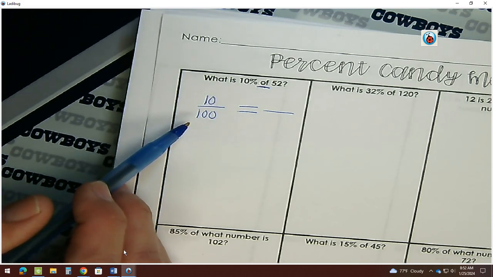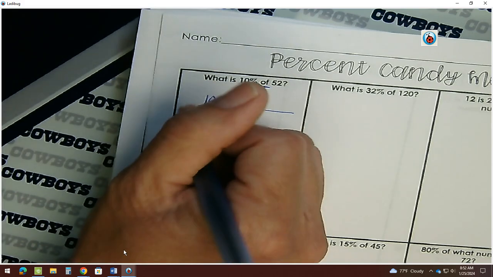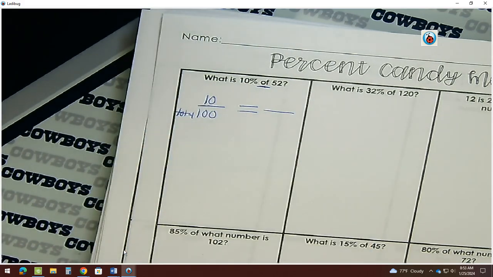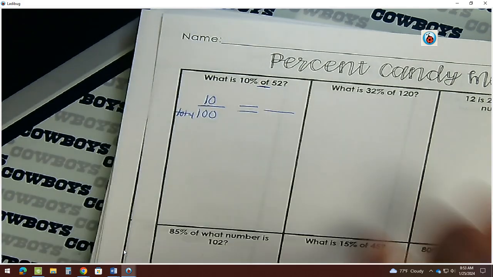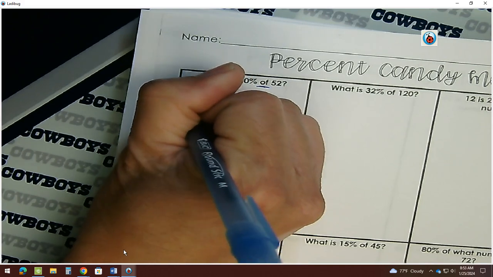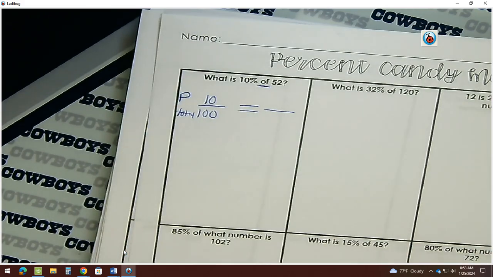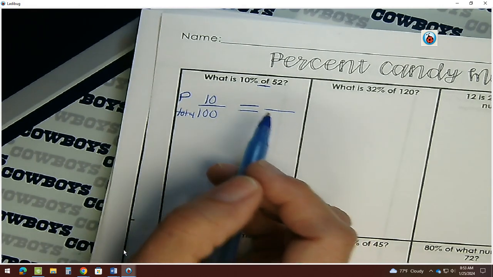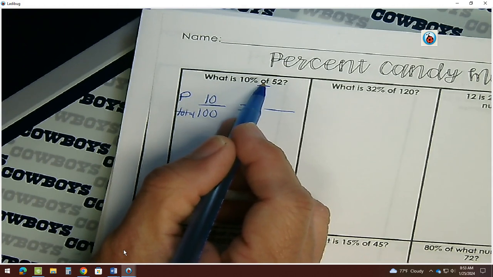Now we need to label. Who's the 100 always in percent? And who would be the 10 in this case? The percent. We don't really know anything because it's not a story. So this would be basically the part. So I'm going to just put a P for percent part. Questions with that part?